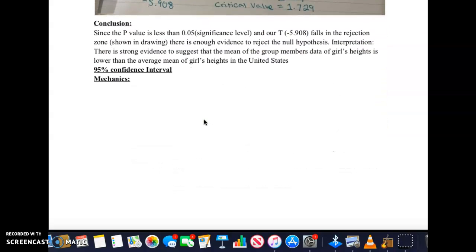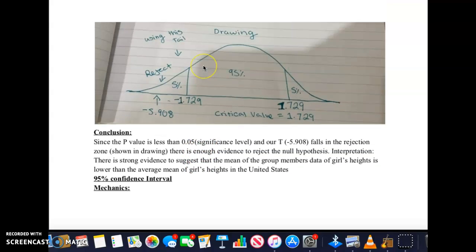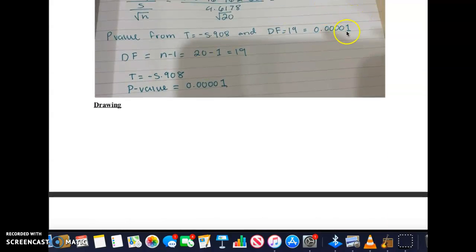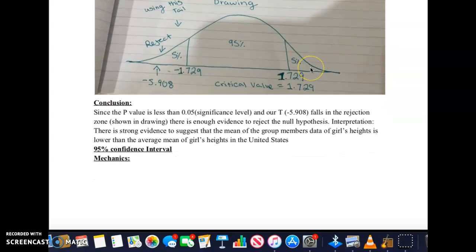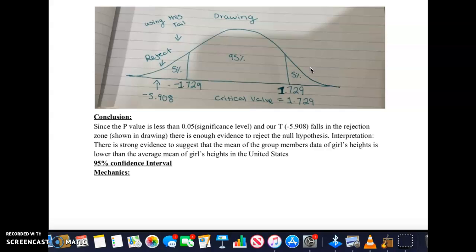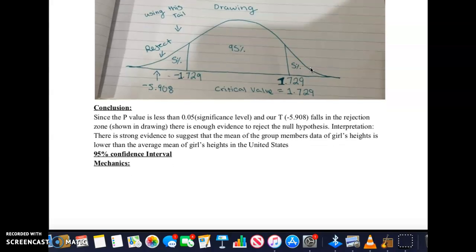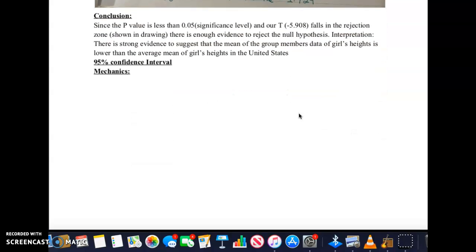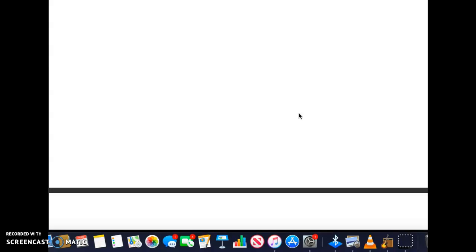Since the p-value is less than 0.05, which you can see right here is 0.00001, and our t-value, which is negative 5.908, falls within the rejection zone of the drawing, there is enough evidence to reject the null hypothesis. To interpret this within our context, there is strong evidence to suggest that the mean of our data of the girls' heights is lower than the average mean of girls' heights in the United States.